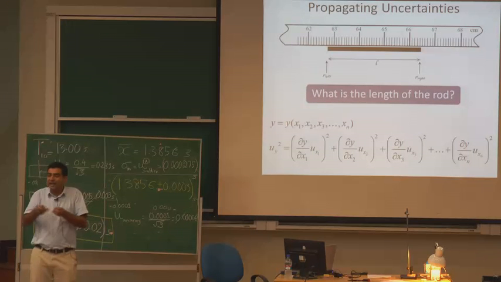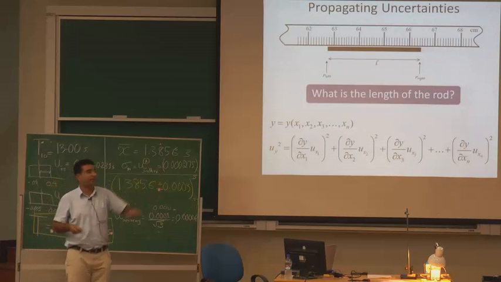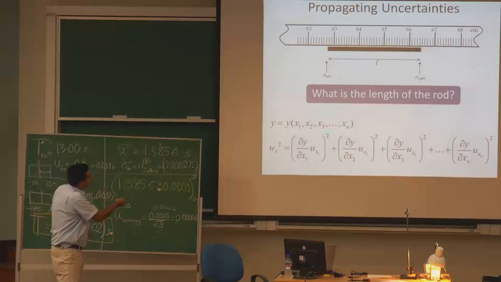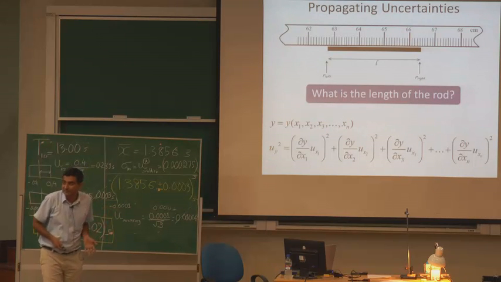Okay, so I can have a quantity that depends upon different variables, and each one of these variables is uncertain. So the uncertainty in x1 is ux1, the uncertainty in x2 is ux2, in xn it's uxn. So I would like to calculate the uncertainty in y, given the function.